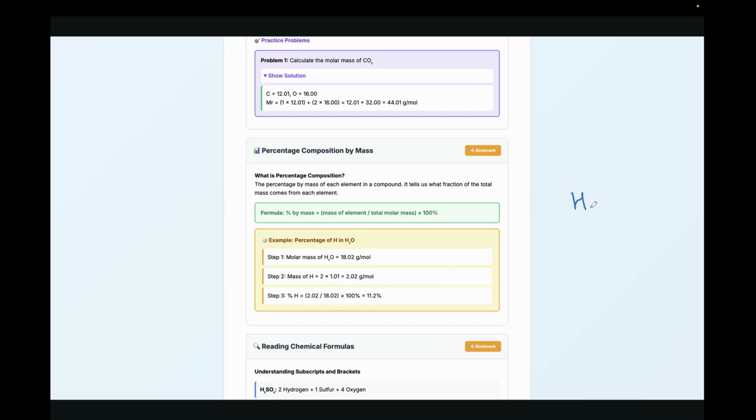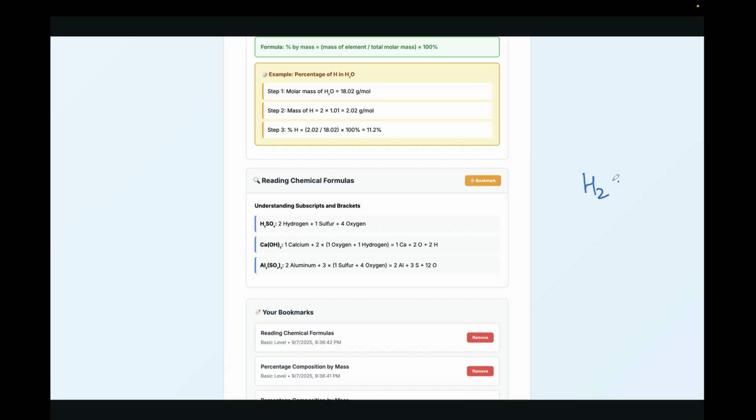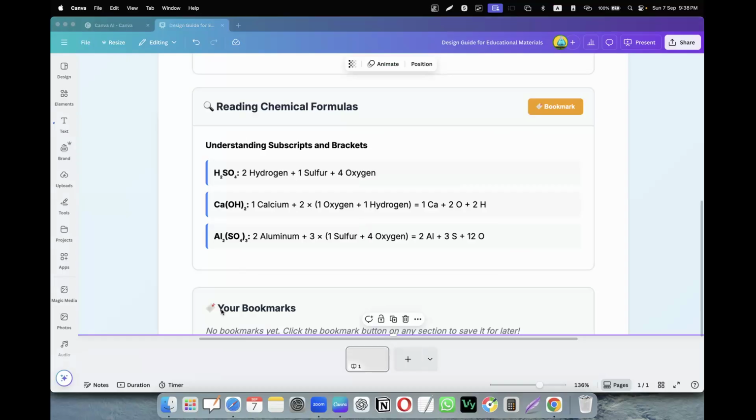So the hydrogen inside the water molecule represents 11.2%. Let's mark everything that we are done. Okay, and then understanding the subscripts and brackets. Take care. H2SO4, how many hydrogens do you have? So how many atoms do you have from each? Let's try to understand how we will know the atoms of each.